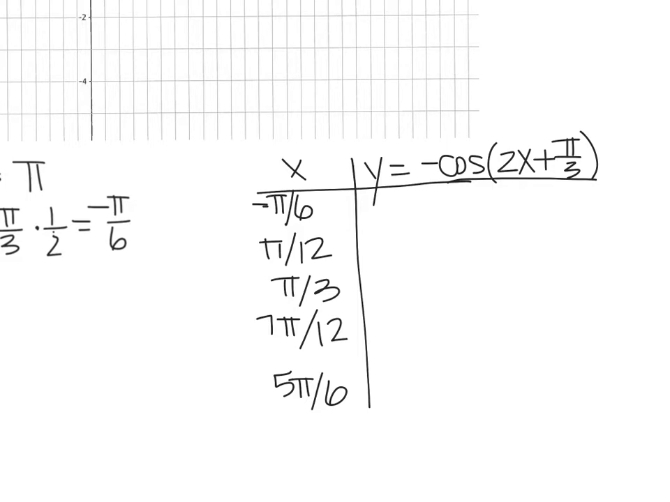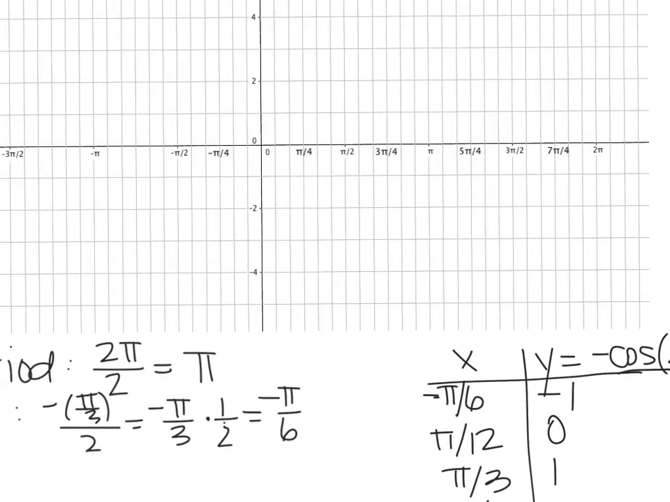So negative pi over 6 is going to give me a y value of -1. Pi over 12 will give 0. Plugging in pi over 3 will give 1. Plugging in 7 pi over 12 gives 0. And plugging in 5 pi over 6 gets -1. Now we just have to graph these points to get our picture.